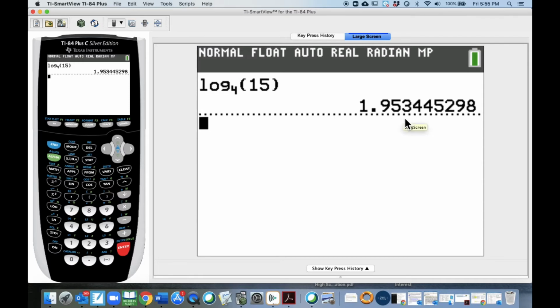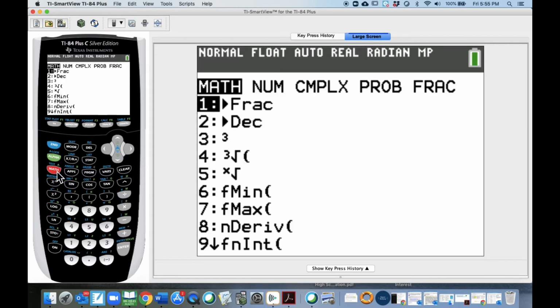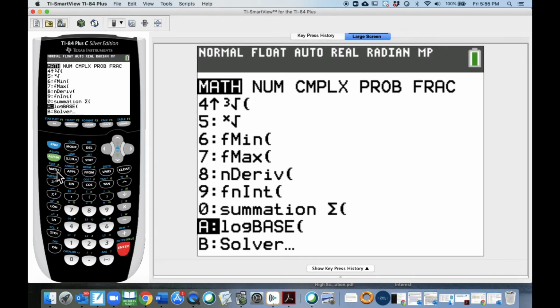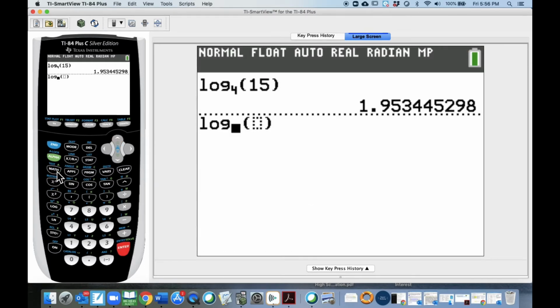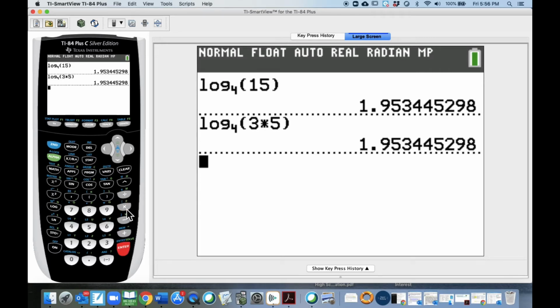We also had on our paper, I'm going to have to go to that log base button again. So I'm going to go to math, I'm going to go up 2, and I get my log base. I'm going to do log base 4 of 3 times 5. It's the same thing, of course. I mean, that makes sense to us. But then we learned about this expanding, so I'm going to do it also.